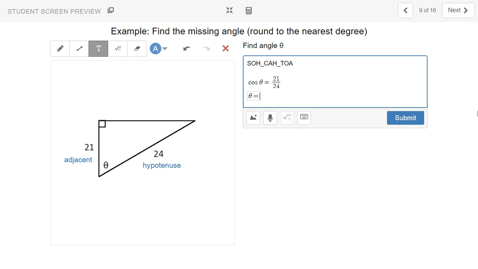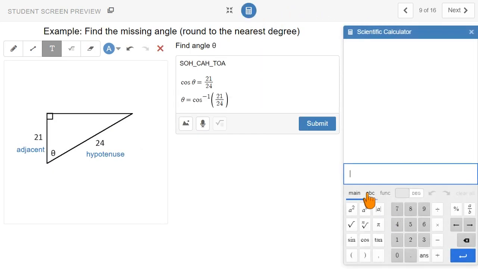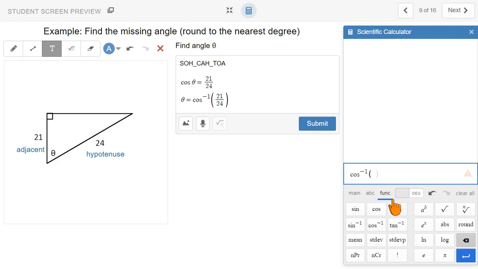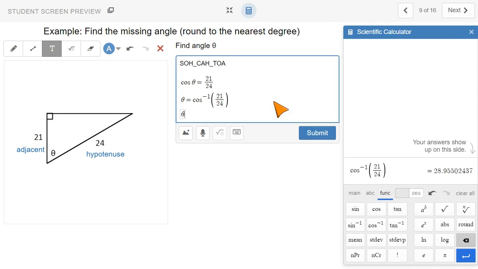Theta is equal to cosine inverse of 21 over 24. Cosine inverse of 21 over 24, and we get 28.955. To round to the nearest degree, we're looking at the 9, and we're going to round to 29 degrees.